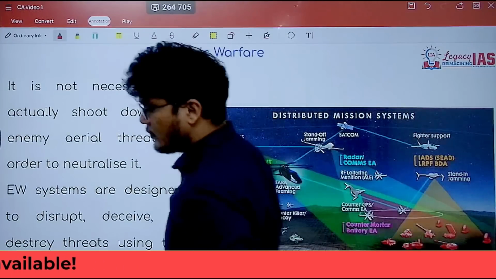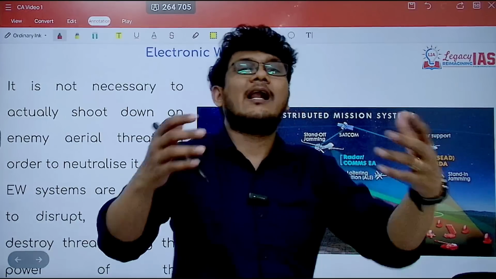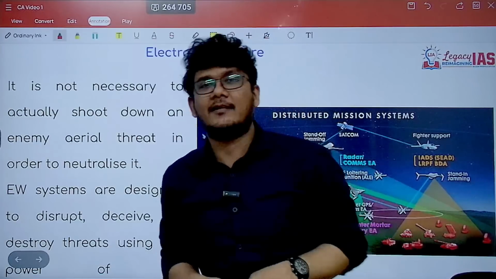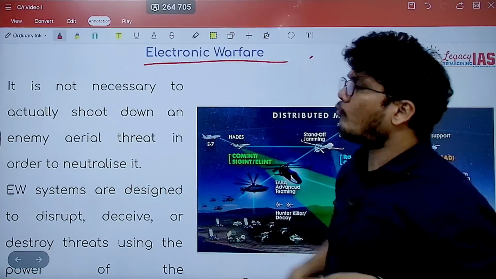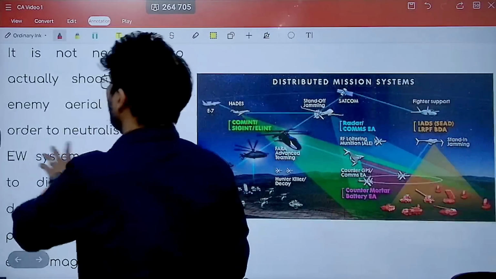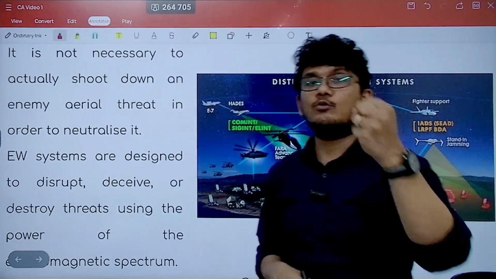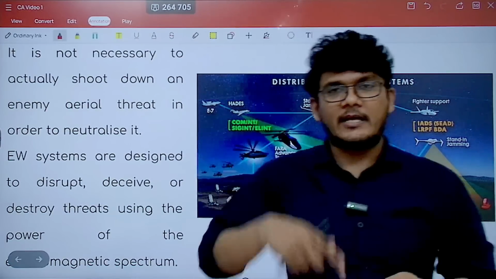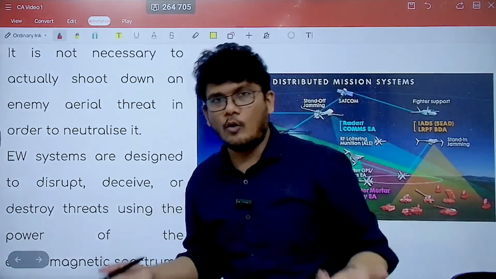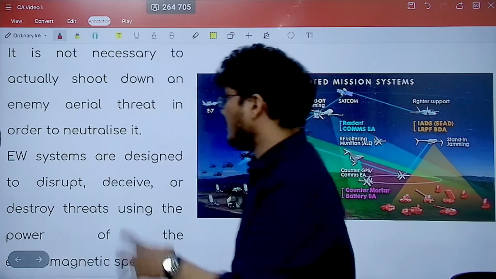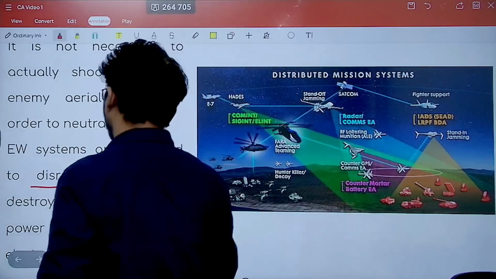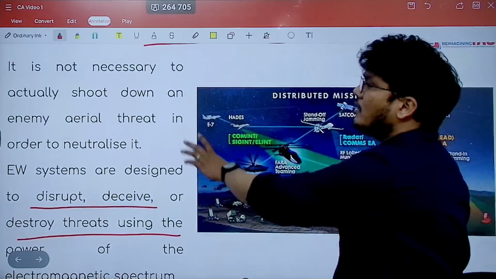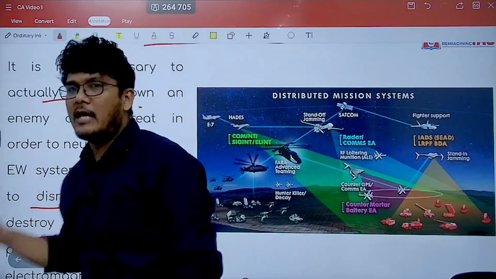Now, in addition to this, it is not necessary that you neutralize the target or bring it down. You can in fact neutralize in another way by the use of electronic warfare. What is that? Hack the system. Use the electronic warfare system to jam their systems, so that their radar stops functioning, their missile stops functioning, they cannot detect anything, they do not know where the target is, and everything is jammed. Basically it is designed to disrupt, deceive or destroy threats using the power of the electromagnetic spectrum.